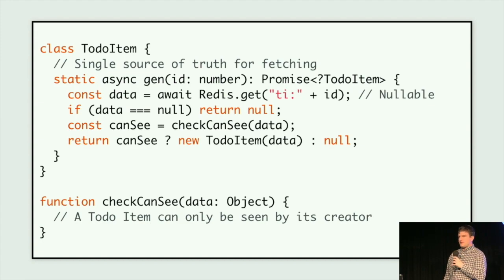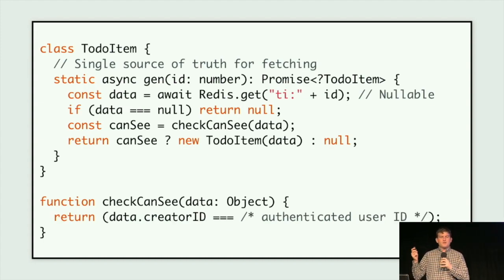So now we need to implement this check can see function. We said that our privacy policy here, our authorization logic, was a to-do item can only be seen by its creator. So we just need to say the data's creator ID has to be equal to the authenticated user ID. All right, well, that's kind of tricky because we don't actually have the authenticated user ID. So we could take a first stab at this.